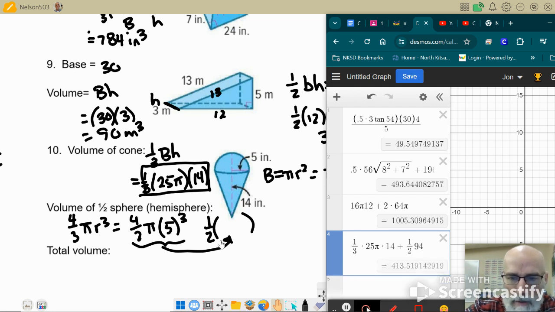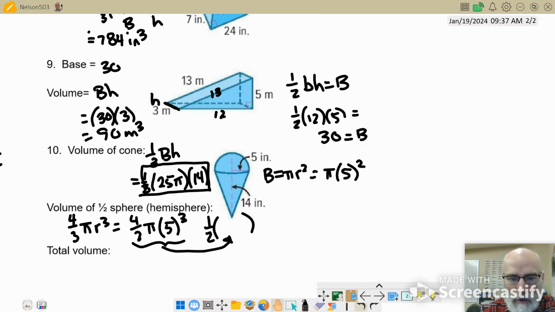So I go 1/2 of 4/3. Oh, geez, that's looking terrible. 1/2 of 4/3. No, I don't like that either. Let's do times 4/3. Okay, now it looks better. And then we're going to go times pi, and then times 5 cubed. So I just did 4/3 pi 5 cubed, and I took half of it, and I'm adding it to this base right up here, and I get a total of 628.3. See if you can get 628.3 right there.